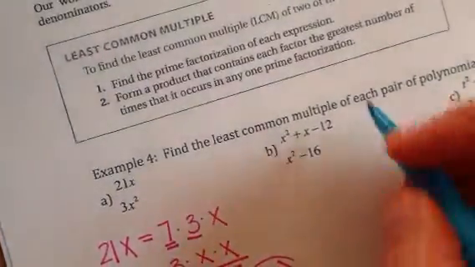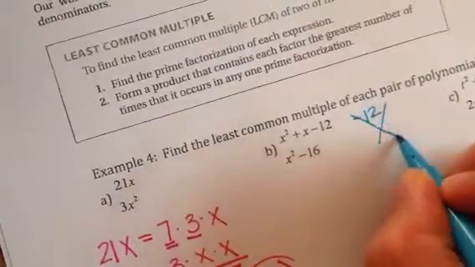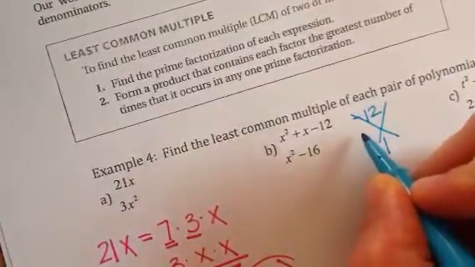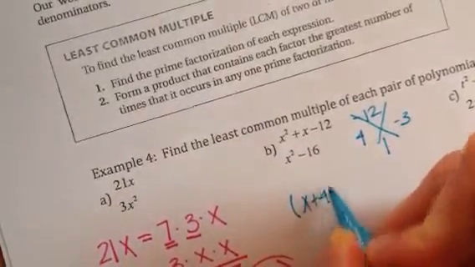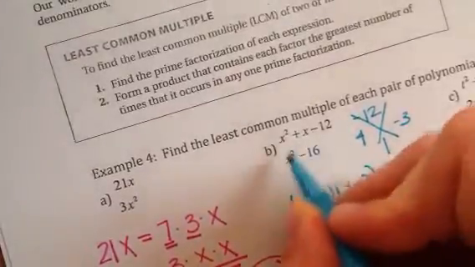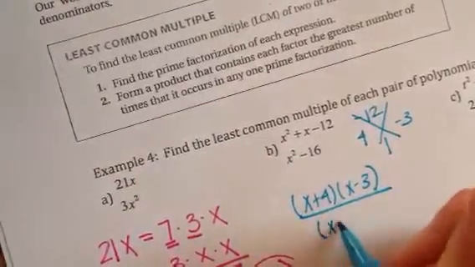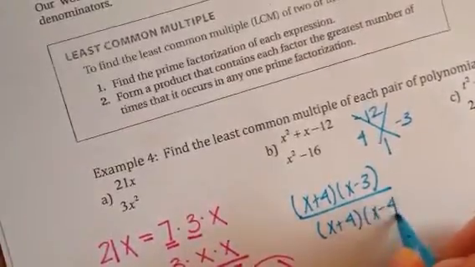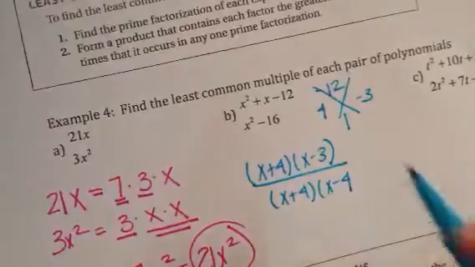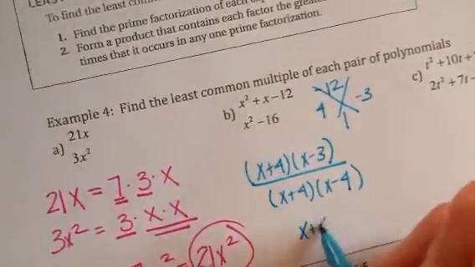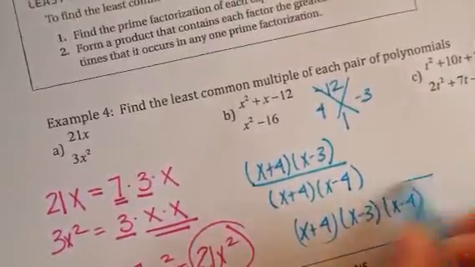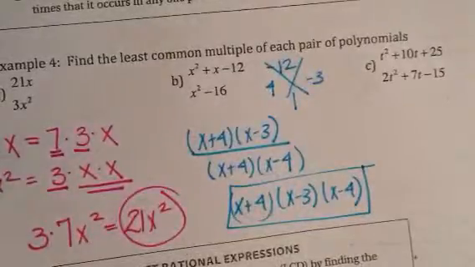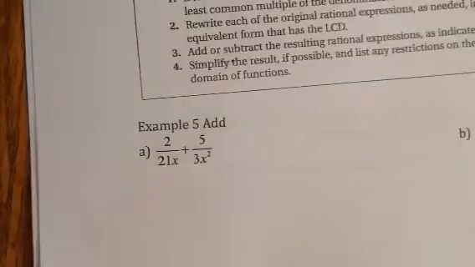Here, when you have a trinomial, you're looking for factors of negative 12 that sum up to give us 1. So we're looking at 4 and negative 3. So we're going to have x plus 4, x minus 3. This is a common denominator, so it factors into x plus 4, x minus 4. The most that x plus 4 occurs is once. The most that x minus 3 occurs is once, and the most that x minus 4 occurs is once. And that's your LCM.